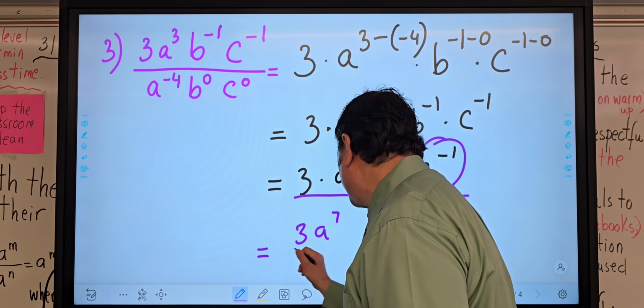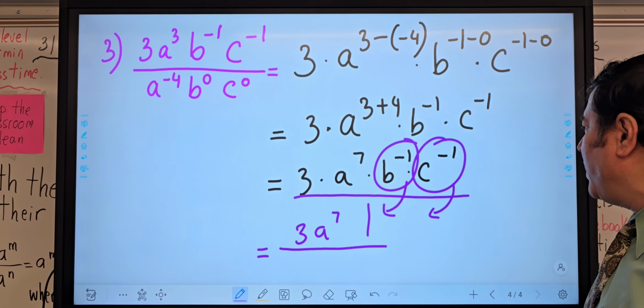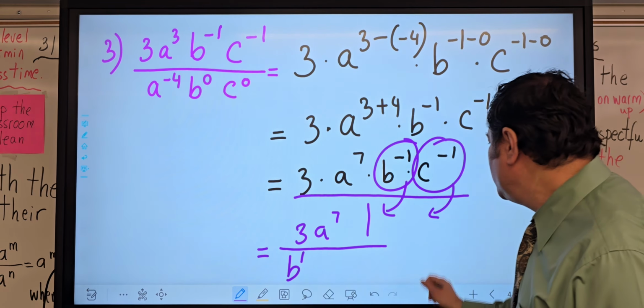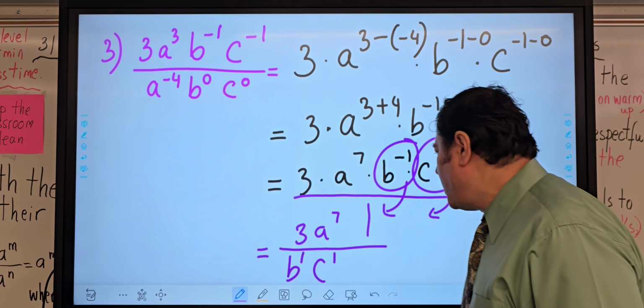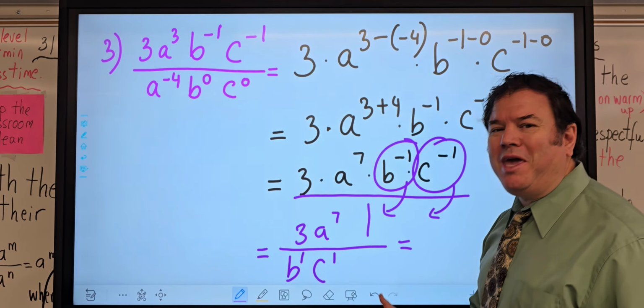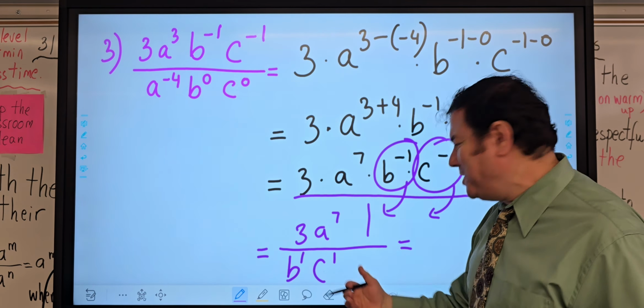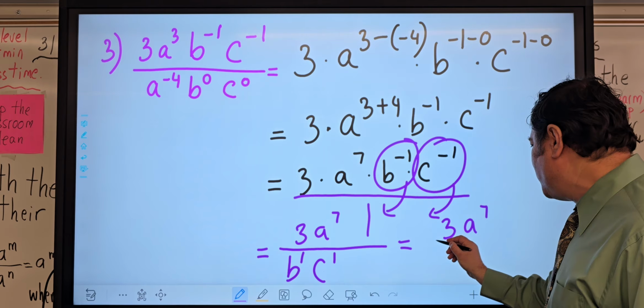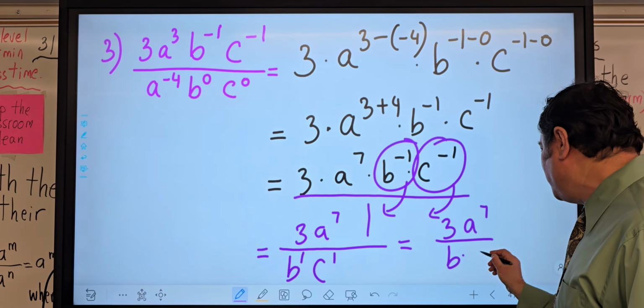3a to the 7th power at the top, and on the bottom we have b to the 1st power, c to the 1st power, right? And b to the 1st power is still b, and c to the 1st power is still c. So the final answer is 3a to the 7th power divided by b times c.